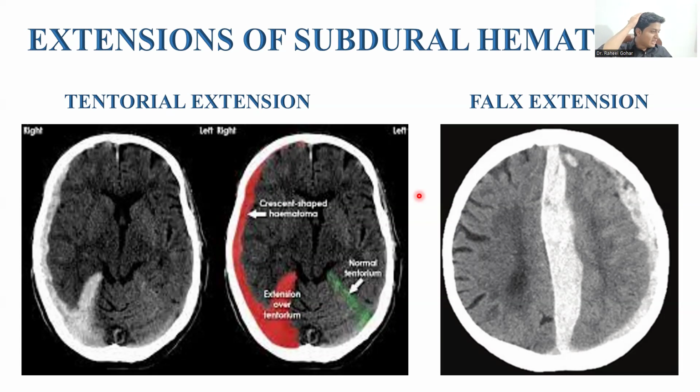So the subdural hematoma can extend into this area as well. So this is known as the tentorial extension of the subdural hematoma. As you can see here, this is a subdural hematoma and it is extending into the tentorium cerebelli.